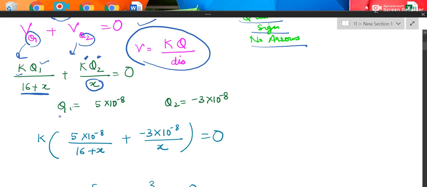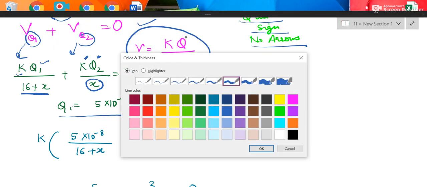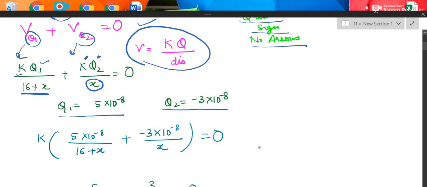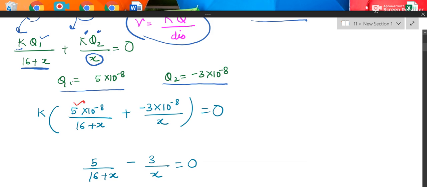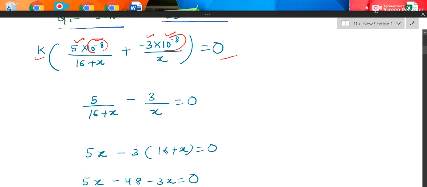Now substitute charges with sign. This is the rule. In field and forces we don't take sign into account, but in potential we do. So moving ahead, let us substitute charges. This is charge 1, this is charge 2, with sign I have substituted. Okay, K common, so K will go that side, 0. 10 to the power minus 8 is also common, it will go that side, 0. Okay, so this term is left.